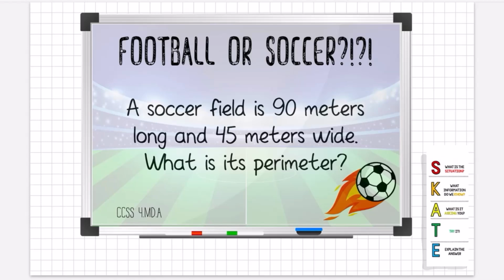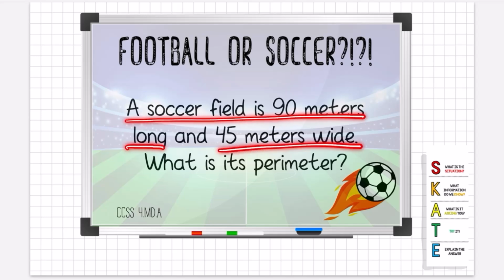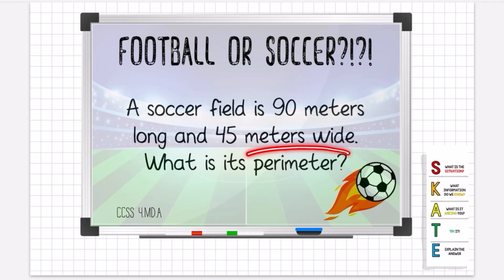Mathematicians. Today we've got a problem called football or soccer. Where I grew up, the sport that we're talking about is called football, and in America we call it soccer. The soccer field is 90 meters long and 45 meters wide. What is its perimeter? Go ahead and pause the video and try this problem.